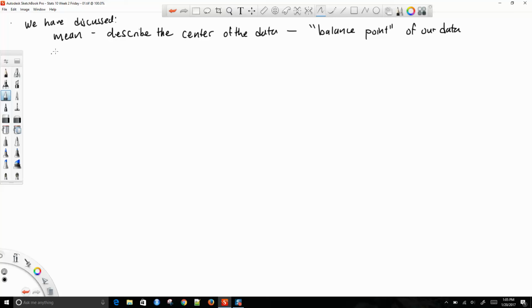And the standard deviation is a numeric quantity to express what? What aspect of our data? The spread, okay? So it's a numeric quantity to express spread. And today we will learn two more. We'll learn the median as a way to describe the center and the IQR as a way to describe the spread. But before we get there, we have to discuss the mean and standard deviation a little bit further.